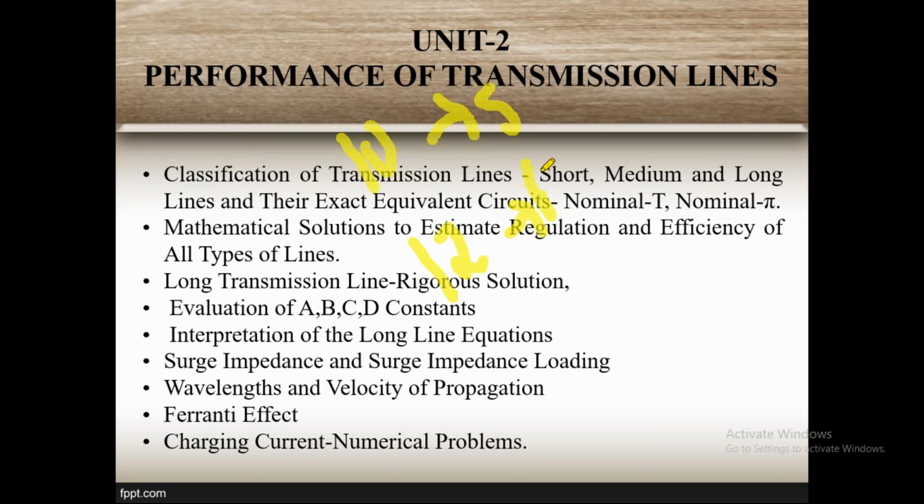It means that you are going to receive more power than the sending end. That is called the Ferranti effect. So when does it happen? When lightning suddenly strikes the transmission lines, that is the first reason. Next one is when the load is suddenly decreased. At that time you can get the Ferranti effect in the transmission lines.